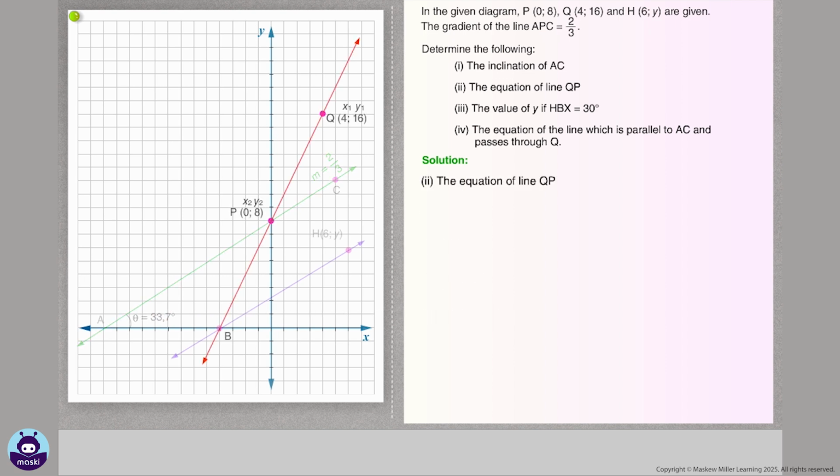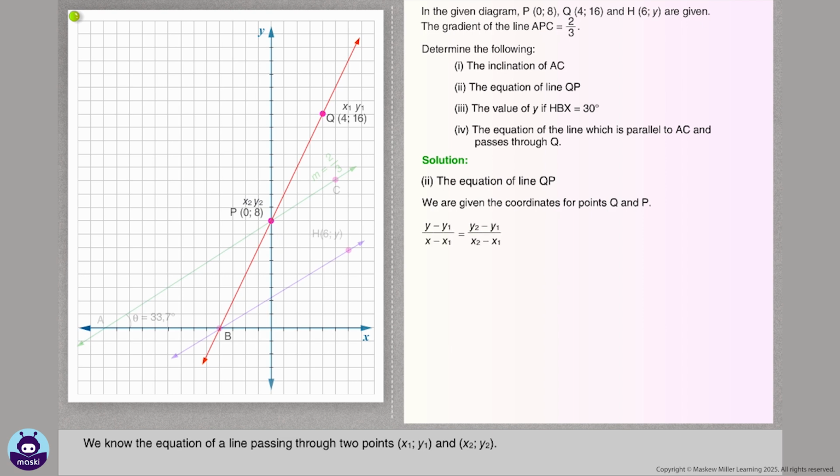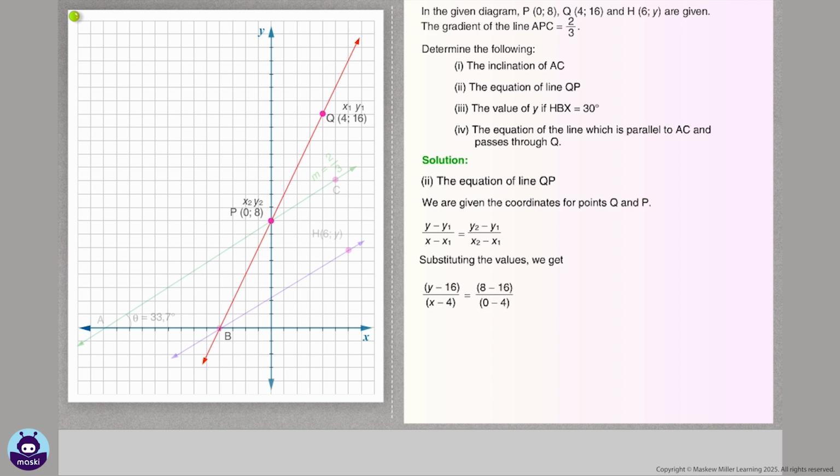The equation of line QP. We are given the coordinates for points Q and P. We note the equation of a line passing through 2 points (x1, y1) and (x2, y2): y minus y1 all over x minus x1 is equal to y2 minus y1 all over x2 minus x1. Substituting the values, we get y minus 16 over x minus 4 is equal to 8 minus 16 over 0 minus 4. Y minus 16 over x minus 4 is equal to negative 8 over negative 4, which is equal to 2.